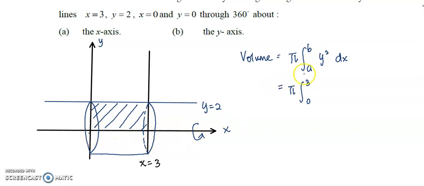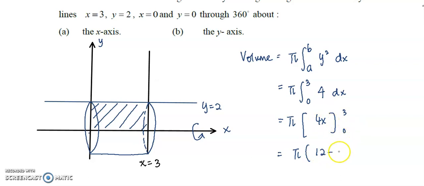Integrate from 0 to 3. y squared will be 4 because y equals 2 is a constant function, and its square is 4. You integrate with respect to x, so just integrate as usual. The pi will be outside, and integrating 4 gives 4x. Put in the lower limit 0 and upper limit 3. Substituting the limit 3, you get 12, minus substituting 0, you will have 0. Finally, we have 12 pi. And since this is a volume, we have units cubed. So this is the answer for part A.